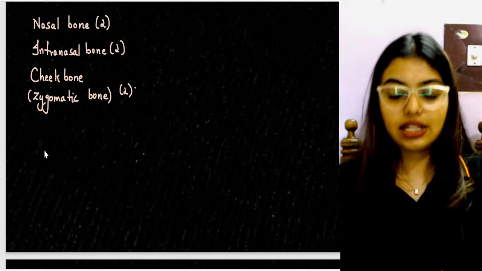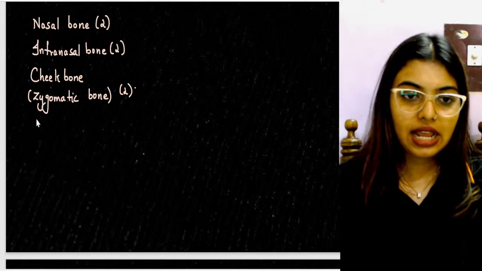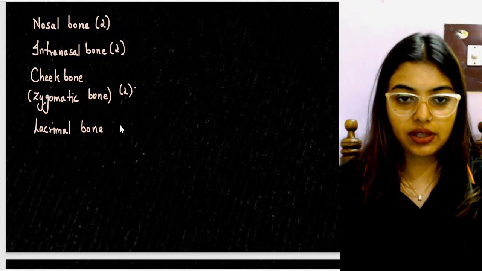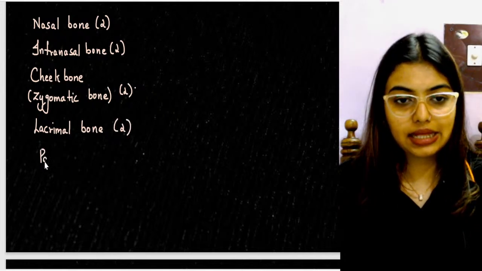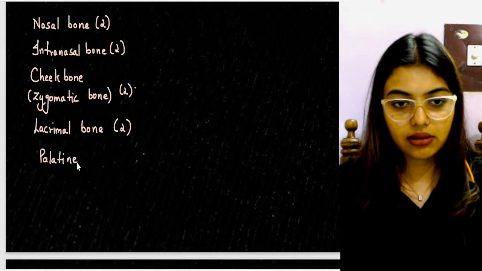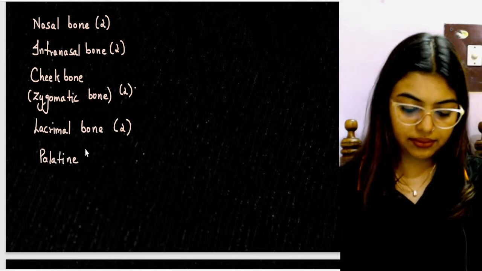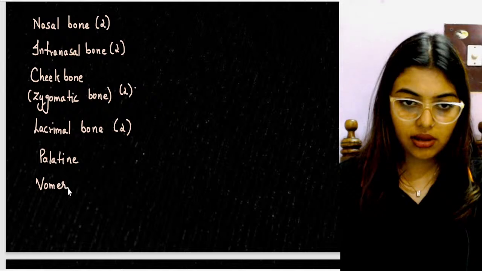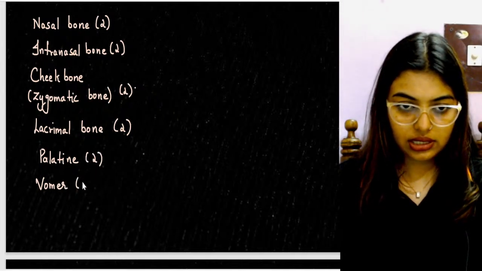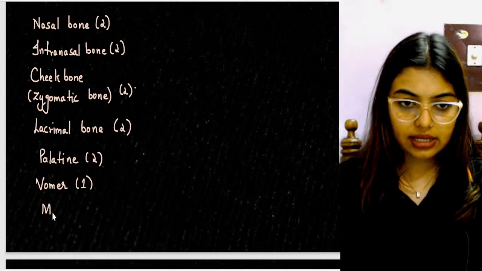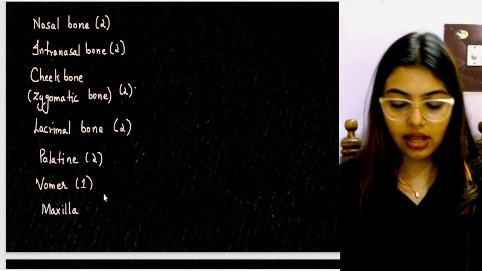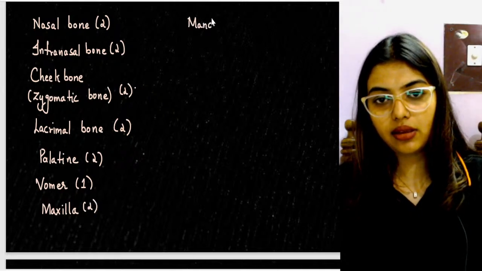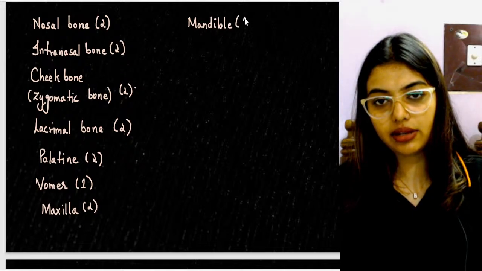Then students, there are some more bones which are not mentioned. Lacrimal bone is mentioned for you. Lacrimal bone, two of them. Then palatine and vomer. This is two. This is one. Then you have maxilla, and maxilla is 2. Then we have mandible, which is 1.